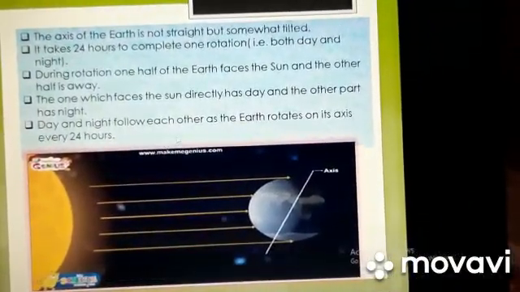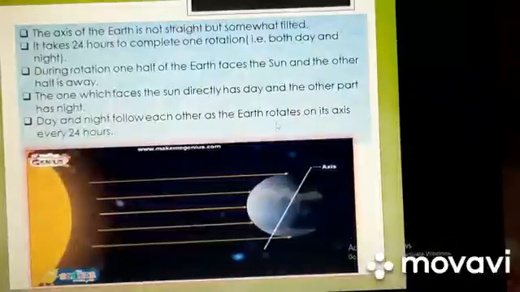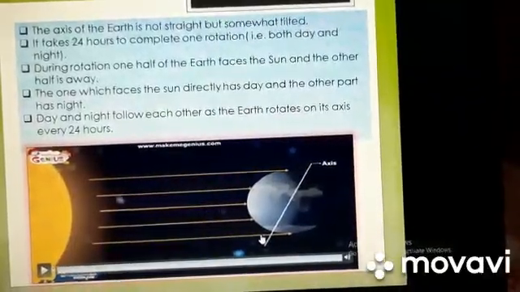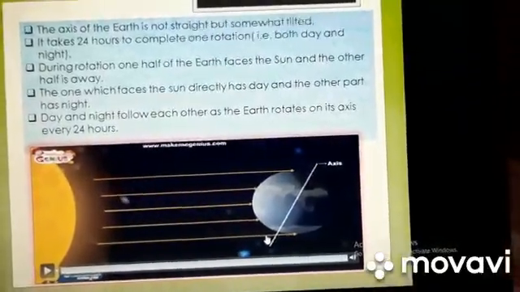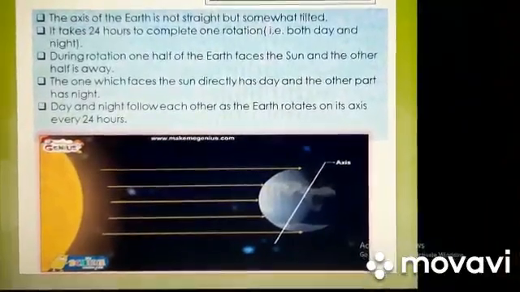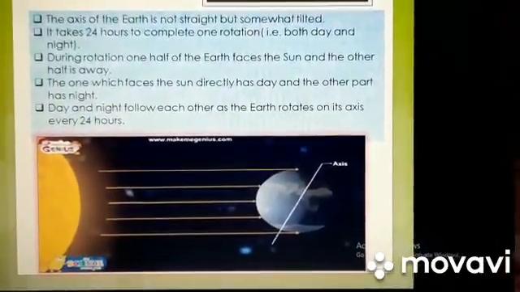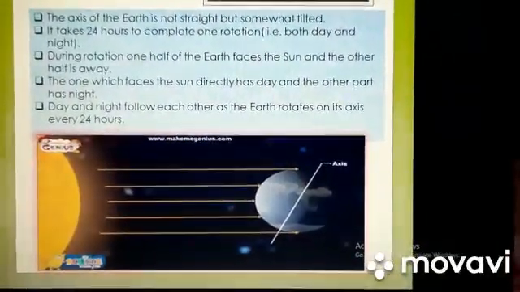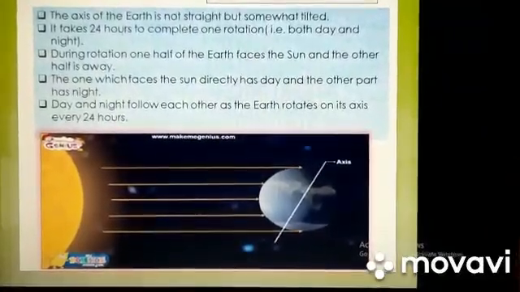Now day and night follow each other as earth rotates on its axis every 24 hours. So this rotation gives us our day and night. It is the only reason of the rotation why we get our days and nights.